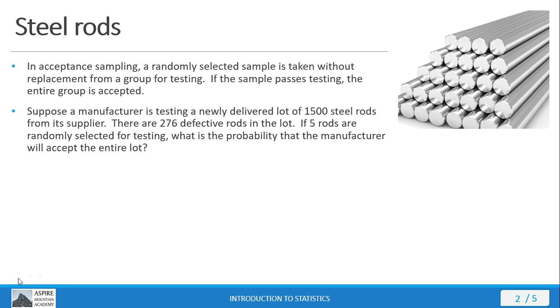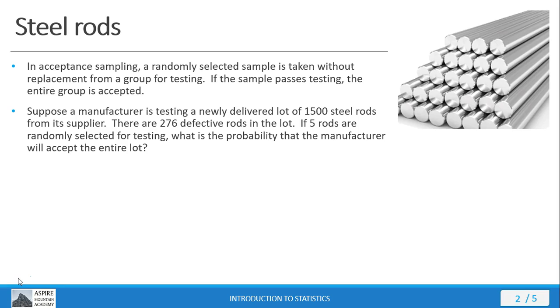Let's start with an example where we're doing some acceptance testing, and this is a common use of statistics in a manufacturing environment. So let's say we've got a manufacturer of steel rods. And what we're going to do is, before we deliver the lot of steel rods to the customer, we're going to take a sample from that lot and test it. And if the sample passes the test, then that entire group, which is the lot, is going to be shipped to the customer because it passed our test.